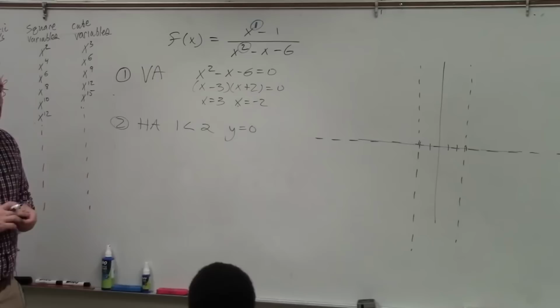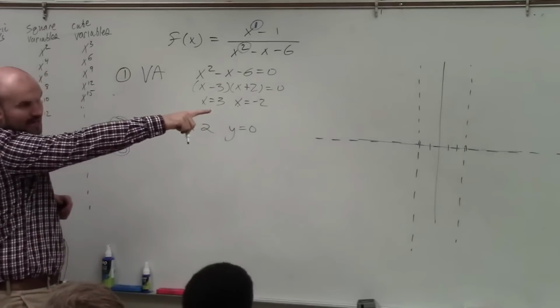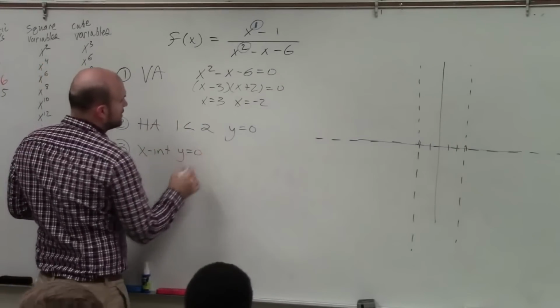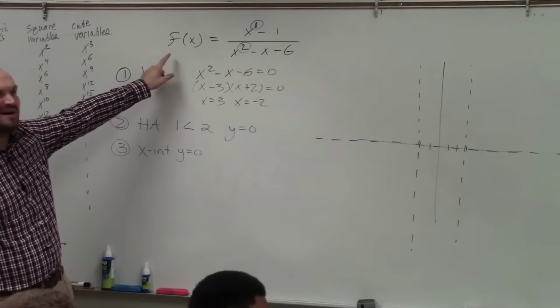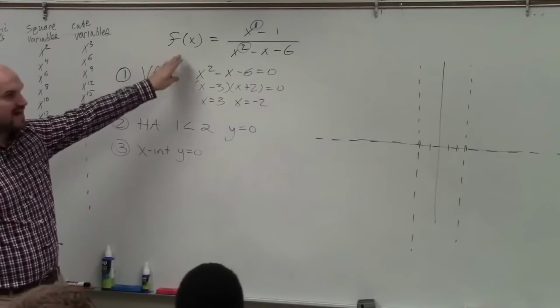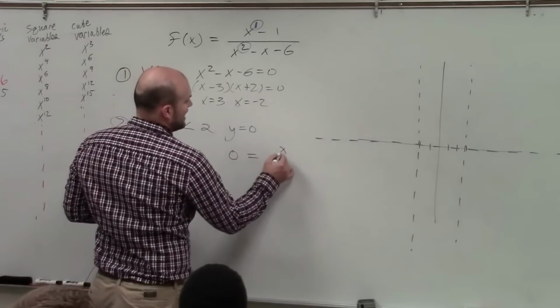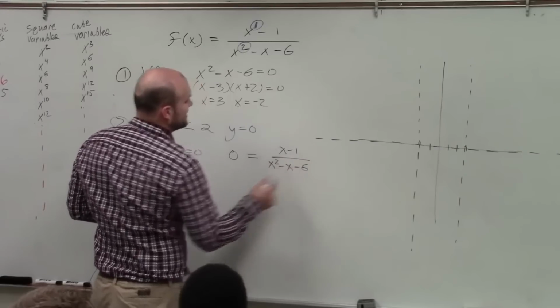Next thing is determining the x and the y intercepts. I showed you guys that little example over there. The x-intercept is when y is equal to 0. Well, obviously, ladies and gentlemen, we're talking about a function here, so we don't have a y, we have an f of x. But the same process applies. You're going to replace f of x with 0 and then solve for x. 0 equals x minus 1 all over x squared minus x minus 6.